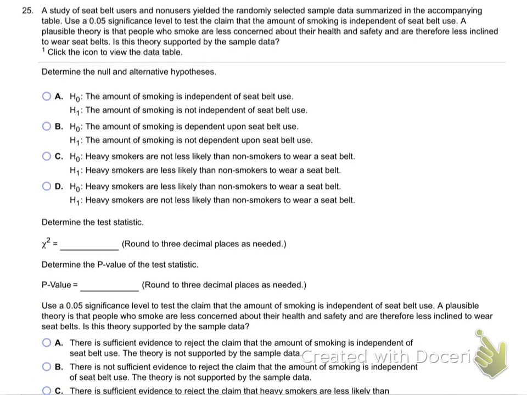Number 25, a study of seatbelt users and non-users yielded a randomly selected sample data summarized in the accompanied table. There's one keyword coming. Always look for claim, right? We always look right next to the word claim. That's always where we look for the meaning. Test the claim that, what claim? Here it comes. The amount of smoking is independent. There's your keyword. See how the keywords are, for a hypothesis tester, anyway, right after test the claim. We're testing the claim for independence, or independent.